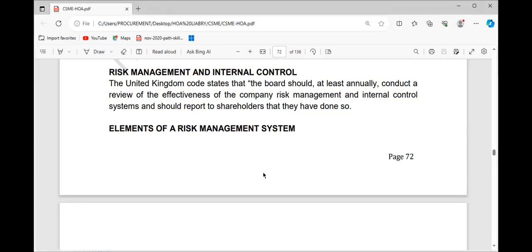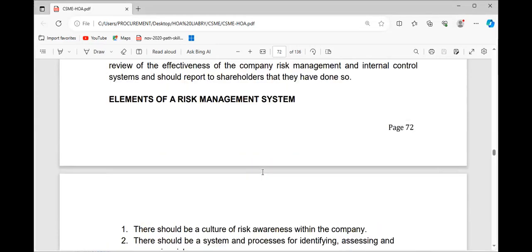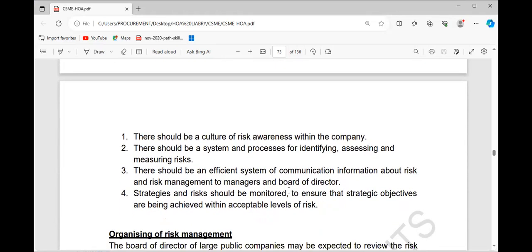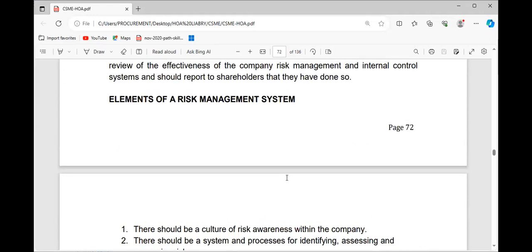Now, let's move on. This is not where I'm going to, but every aspect is very vital. Element of a risk system. Now, there should be a culture of risk awareness within the company. What we are saying is, what are the systems the company should put in place in order to have adequate management of risk.